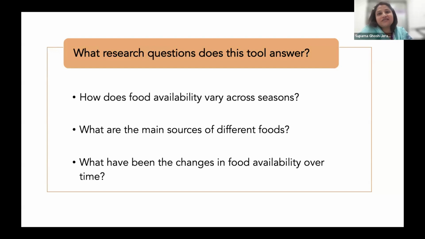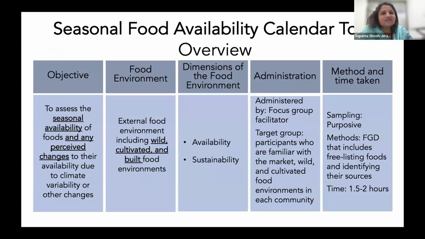So what research question does this tool answer? How does the food availability vary across seasons, across the year? What are the main sources of different foods in different seasons? And what have been the changes in the food availability over time? This is critical because there are lean seasons, there are seasons of plenty, and the diversity also changes proportionately depending on the seasons of availability of different foods from different access points. So this is a traditional tool which can be of great value addition to our food environment toolbox. Next slide. So what is the objective?